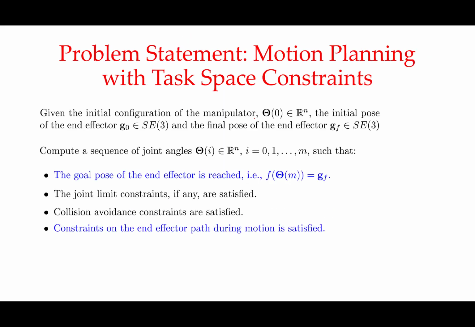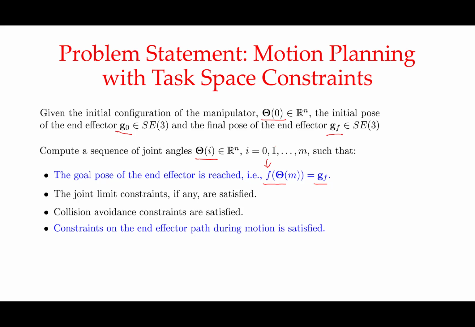Let me first introduce our problem formally. We are given the initial and the final pose of the end effector in the task space or SE3, which is the group of rigid body motions. We are also given the initial configuration of the robot in the joint space. Our goal is to compute a sequence of joint angles such that the end effector reaches the goal pose, that is f of theta m equal to gf, where f here is the forward kinematics map.